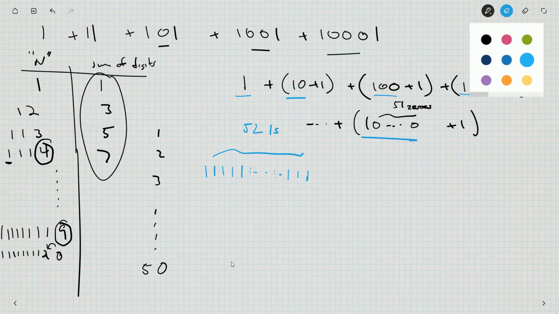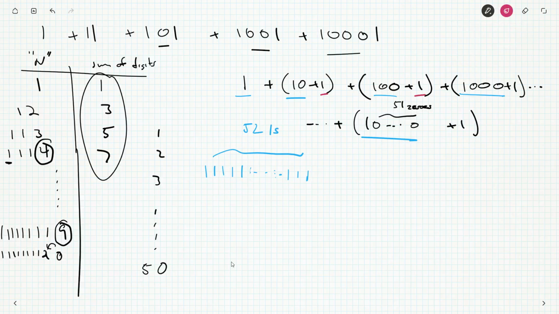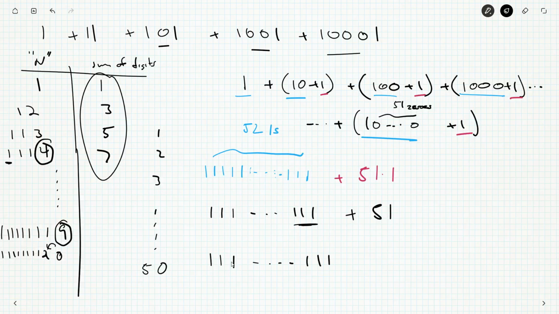So 52 ones. And then there are 51 of these, counting the number of zeros, plus 51 just plain old ones. And what is this ultimately going to do? Well, not a whole lot. This is going to be 52 ones in a row, plus 51 times 1, which is just 51. And when we add these together, it's really only going to affect the last 3 digits. So we'll get 1, 1, 1, 1, 1, 1. But then we add on 51, and suddenly this becomes 62 at the end.